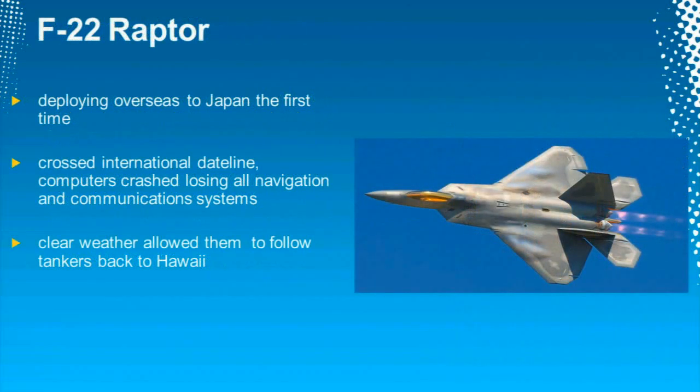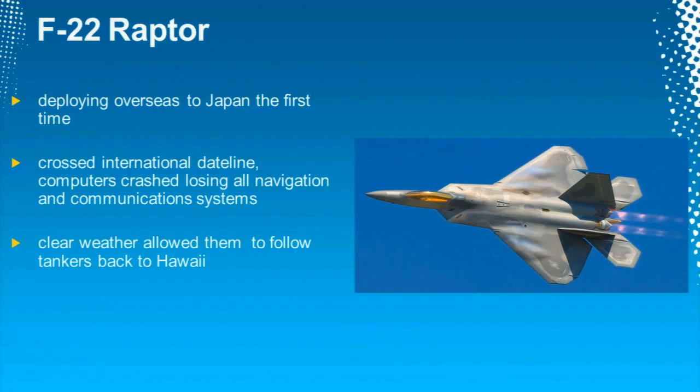And then one last one here, the F-22 Raptor flying west past the international date line for the first time, crosses the international date line. They forgot to test for that scenario. The computers all shut down. Thankfully, everyone was able to fly safely back to Hawaii because there was good weather that day.